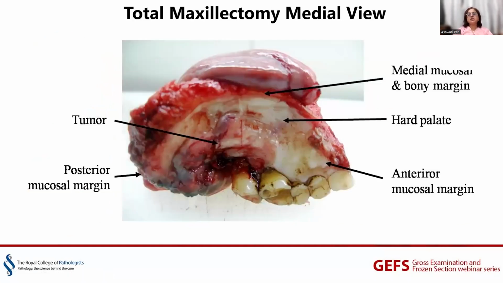Now, I'm showing you one specimen of total maxillectomy which contains the upper alveolus and palate. Here we can identify this is the palate portion and upper alveolar portion. The tumor is involving upper alveolus and palate. And the superiormost portion is from the nasal cavity. You can identify this medial portion of palate which represents the medial bony and mucosal cut margins. This is the portion of hard palate. Then the posterior mucosal cut margin and anterior mucosal cut margin are there, which we need to identify and submit.